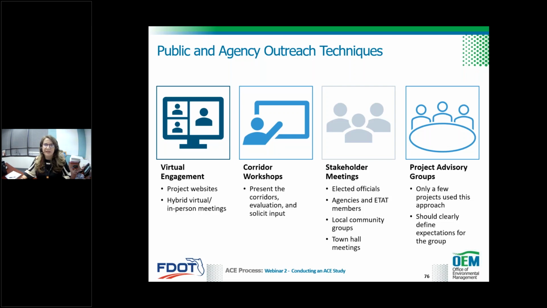Our research indicated that most studies included at least one or more public workshops, with a quarter workshop held at the end to present the results of the evaluation and solicit input. Throughout the studies that we researched, various different types of stakeholder involvement meetings were held, whether that was meeting with HOAs, community groups, cities, elected officials, all of that. Project advisory groups were used to a lesser extent, and when they were used, it was important to make sure that the groups understood their role and the expectations for the process.